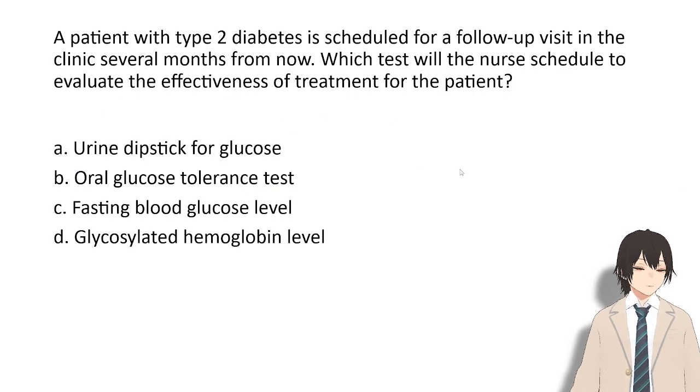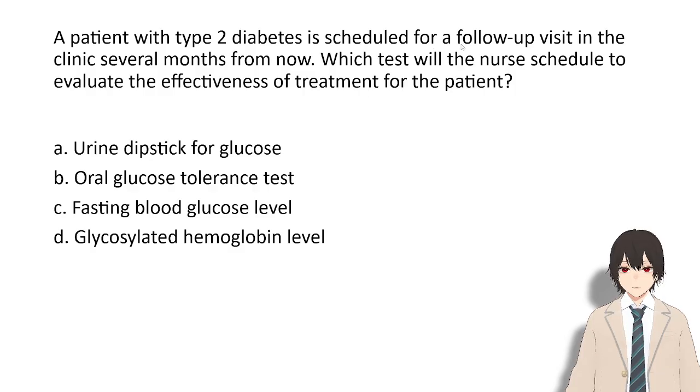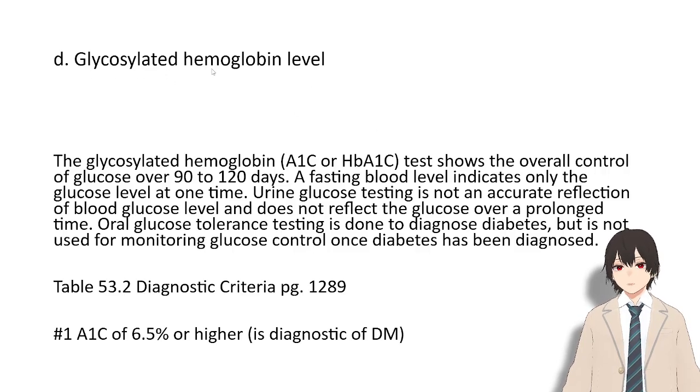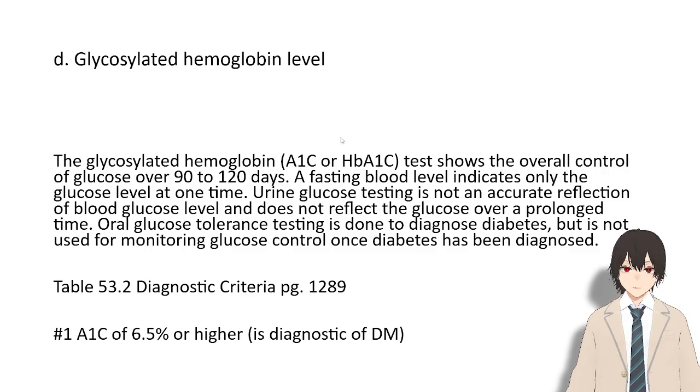So the next question is, a patient with type 2 diabetes is scheduled for a follow-up visit in the clinic several months from now. Which test will the nurse schedule to evaluate the effectiveness of treatment for the patient? I'll give you 1, 2, 3 seconds, and if you still need more time, pause and come back. But the answer is D, glycosylated hemoglobin level. If you were having trouble with this question, maybe it's because you didn't recognize the vocabulary term. This is basically the same thing as A1C, and it's the best thing to determine a patient's blood sugar control over a 3-month period.